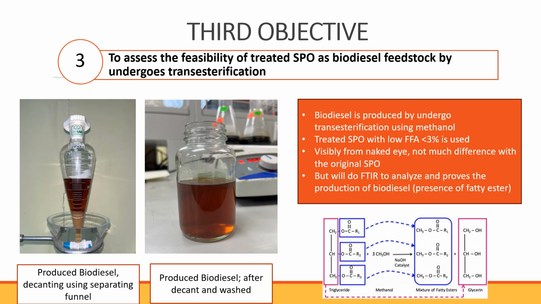So this is the third objective, which is the biodiesel production using trans-esterification. Basically this is the produced biodiesel. Yeah, we will do the decanting using a separating funnel.